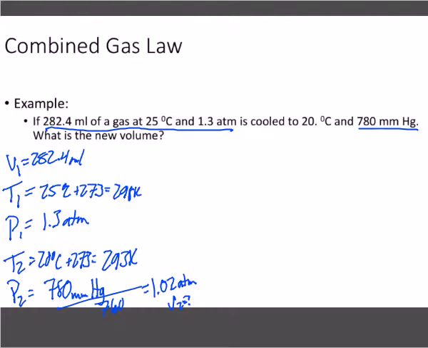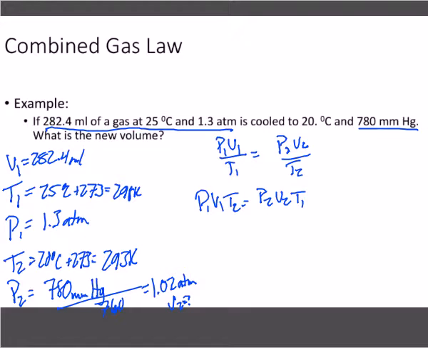Okay. So we got P1 V1 over T1 equals P2 V2 over T2. We need to get V2 by itself. So again, cross multiply. That's the first thing, guys. Clear your fractions out. So we get P1 V1 T2 equals P2 V2 T1. Now you can solve and rearrange for your unknown variable. We need to get V2 by itself.